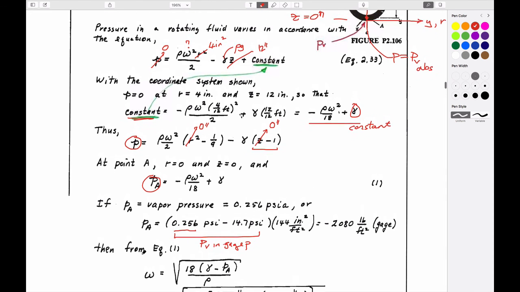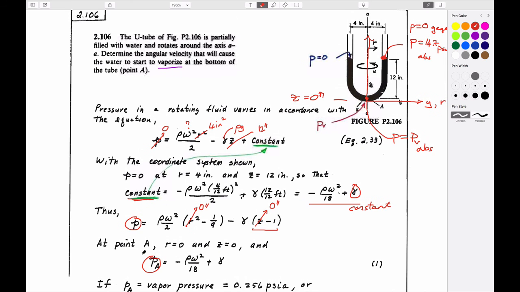Okay? So there's a constant in the equation, so we have to figure out exactly what the constant is. We figure that out by writing the equation to the place where we know that pressure, and then work out what the constant is. Once we know what that constant is, we can use this equation again with that constant in, which is always the same, and figure out what the other terms are.